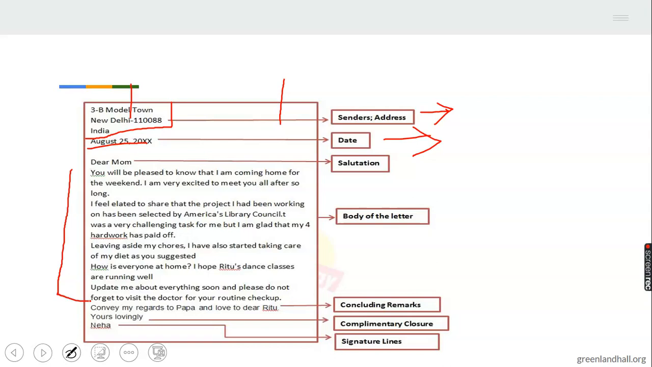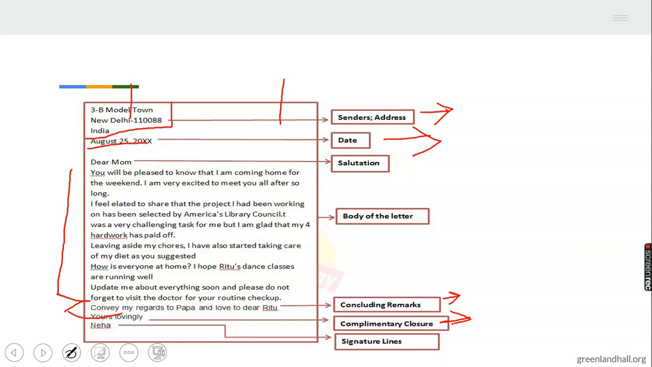Yours lovingly, Neha. Now, this person has written this letter, but in this place, he said, send my greetings. This person is concluding, putting it to an end. That's what the conclusion is all about. Now, look at this. After your concluding remarks, you must put your complimentary closure, like yours lovingly, or your loving daughter, your loving son, or your sweet daughter, whatever it is.